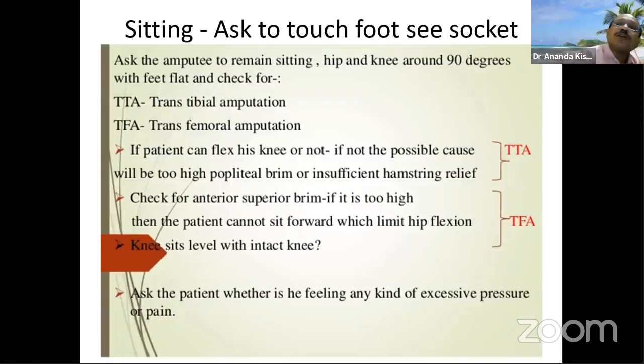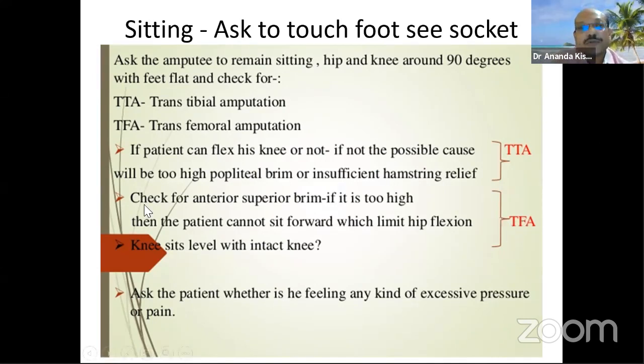Now, what are the points to be checked once the patient sits with the prosthesis? Ask the patient to touch the foot to see whether the socket is coming out or not. If the patient sits and leans forward to touch the foot and the socket is coming out, that means the socket is very loose. In that case, you have to adjust the socket. For the transtibial, you have to see whether the patient can flex his knee or not. If it is not possible, that means the posterior popliteal brim is going too far and impinging on the hamstring. So you have to correct it.